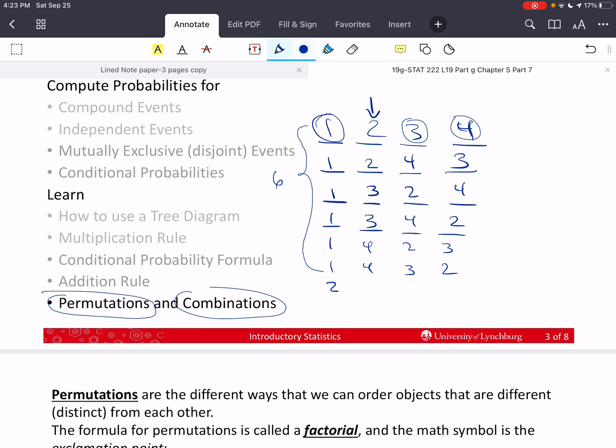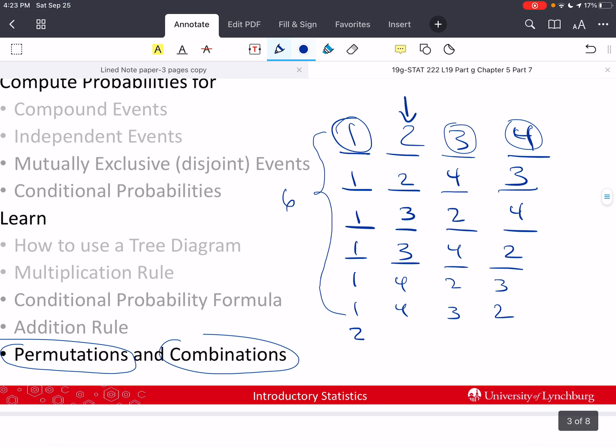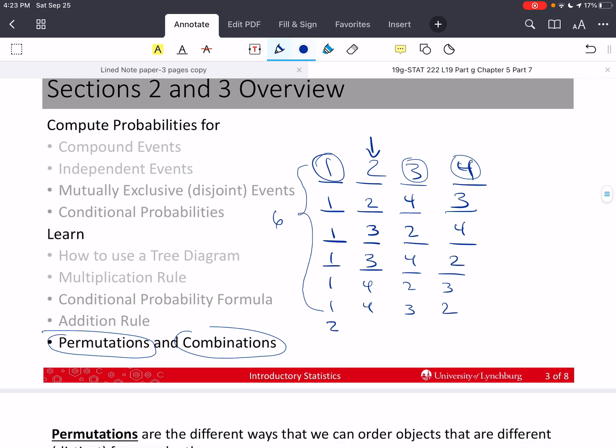Each one of these is a permutation. And so they're different orders of the numbers. So this is 1, 2, 3, 4. Here's 1, 2, 4, 3, etc. So each of these, that's what a permutation is, how to arrange all these things. Okay? The unique ordering of these objects.